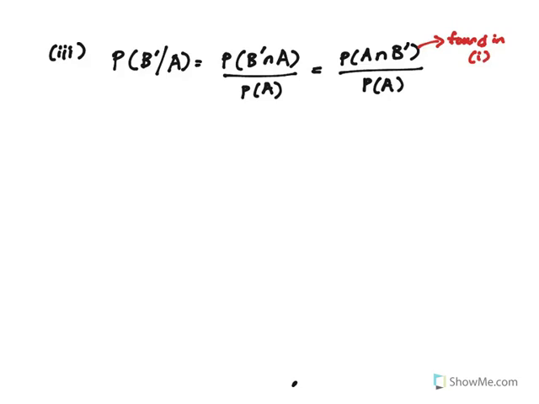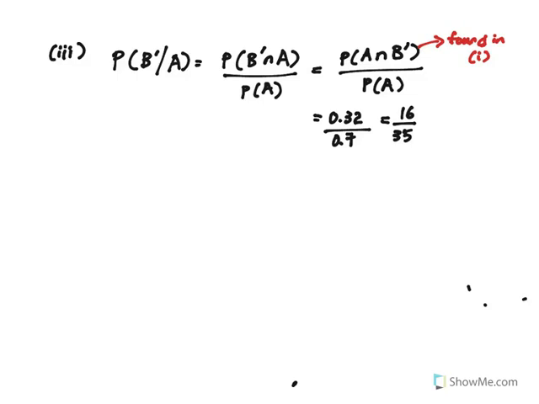Right, so this is found in part 1. From part 1, we know that the probability of A intersect B prime is equal to 0.32. The probability of A, given in the question, is 0.7. And our final answer comes out to be 16/35.